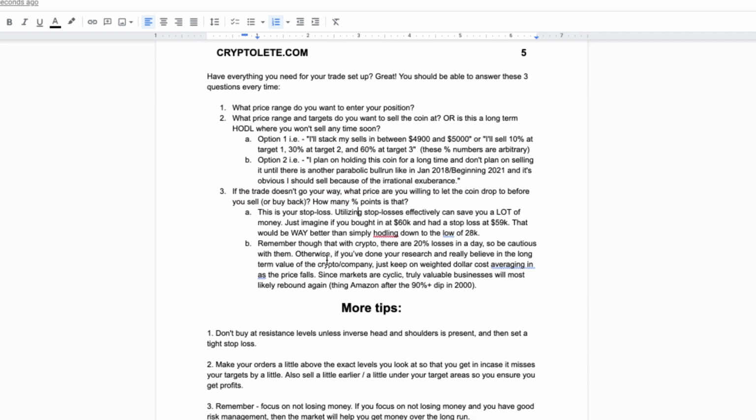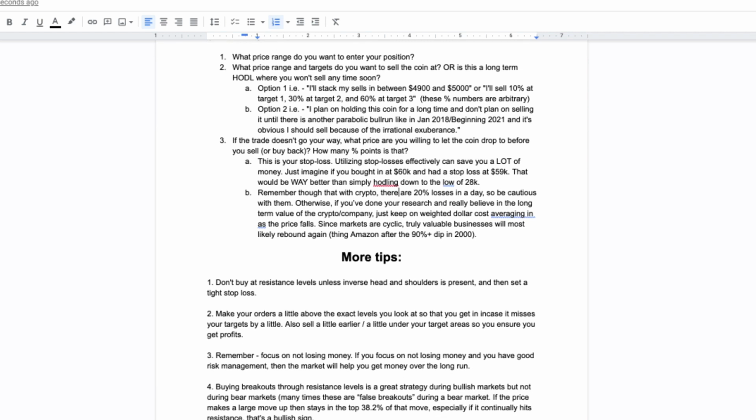Then remember, though, that with crypto, there are 20% losses in a day. So be cautious with your stop losses, because if you have your stop loss too close to your entry, then you could easily get wicked out of your position, or stopped out of your position.